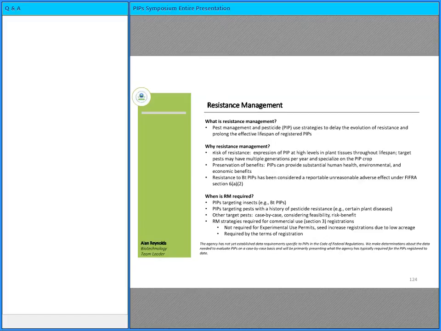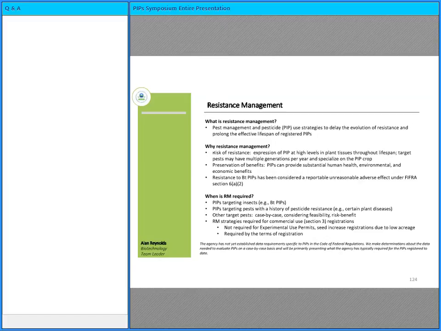Okay, so on this first slide, I've got the what, why, when of resistance management. So first of all, what is resistance management? Simply put, resistance management are use strategies for PIPs to delay the evolution of resistance and prolong the effective lifespan of the registered PIP trait.